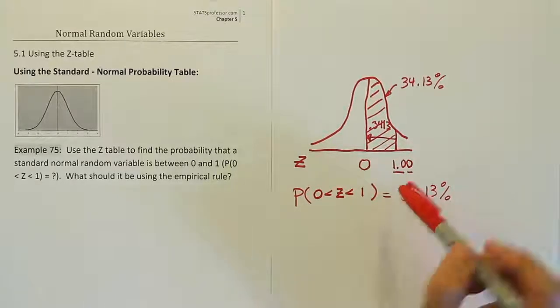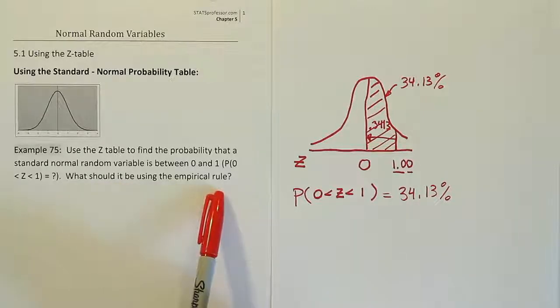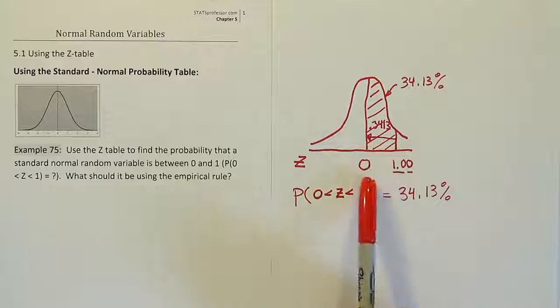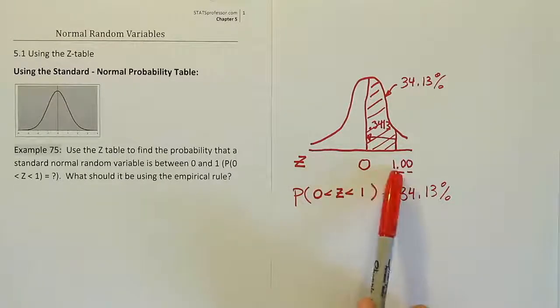Last thing I want to talk about, though, is this phrase here. It says, what should it be using the empirical rule? In other words, what should this area have been if we looked at the empirical rule? Well, the empirical rule said that from -1 to 1 on the bell curve captures 68% of the area. So according to the empirical rule, half that distance, in other words 0 to 1, should have captured only half of 68. So this should have been 34% approximately under the empirical rule.